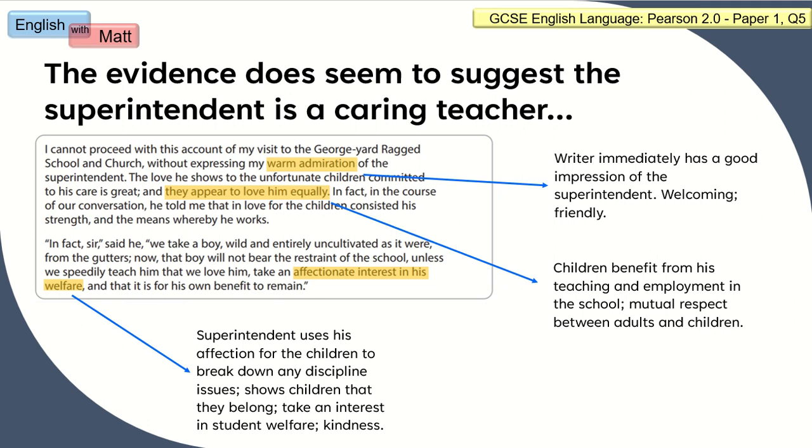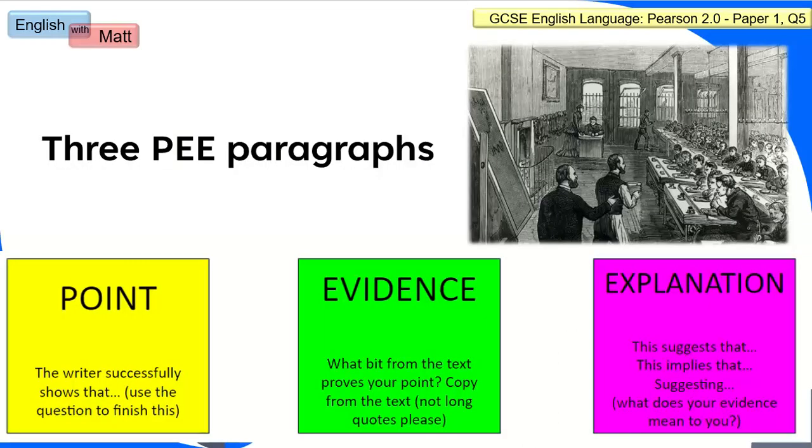So before we go back to what a possible good answer could look like, let's just think about PEEs. So three PEE paragraphs: point, evidence, explanation, of course. Make sure your evidence is short and snappy, not long quotes, please. Your explanation might start with the sentence stems: this suggests that, this implies that, suggesting, meaning. After that you give your own personal insight in your own words as to what you are working out about this evidence, about this school and this superintendent figure. And your point is just summarising, almost like a topic sentence, what your point is going to be about.